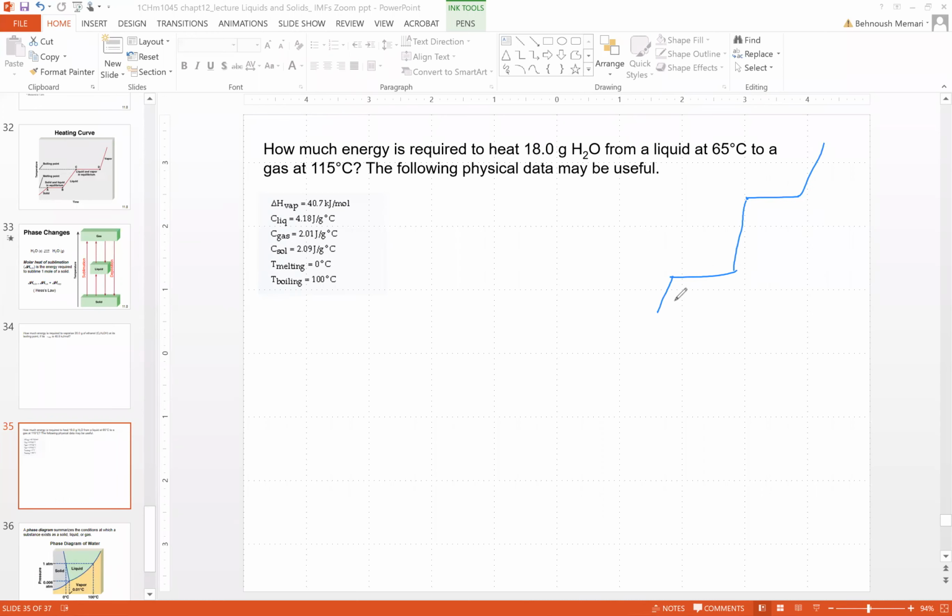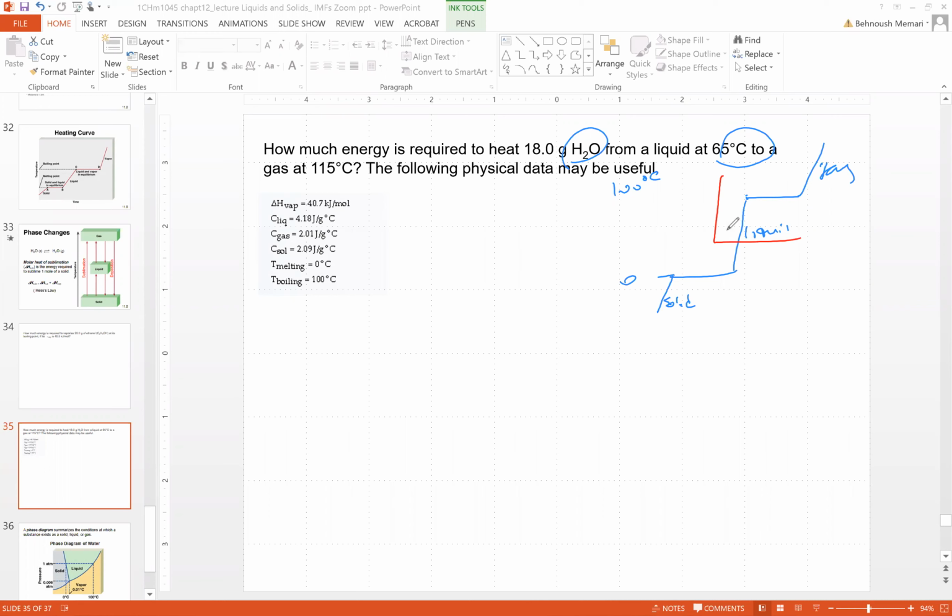Okay, so this one, we have here solid, here is liquid, and here's gas. Now, because this is water, I know that this is 0 degrees and this one is 100 degrees Celsius. It gives me 65 degrees Celsius, so I know that I don't have to deal with the solid or changing my solid to liquid. It starts somewhere here, okay? So I'm going to only use this segment of the graph.